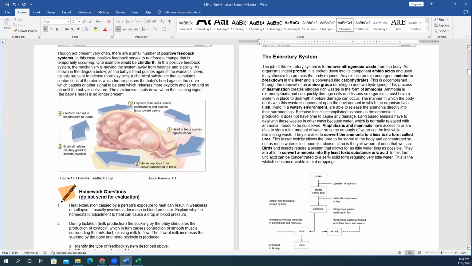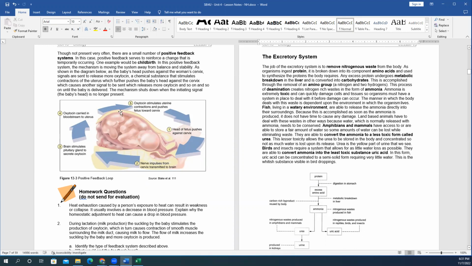And then the other type of control is through positive feedback. And this isn't something that is present too often. It's not very prevalent. Most of the feedback systems are negative feedback systems. But one example of this positive feedback would be during childbirth. So during childbirth, there's the positive feedback system, which moves the system away from balance and stability.